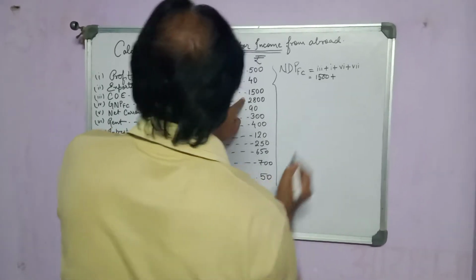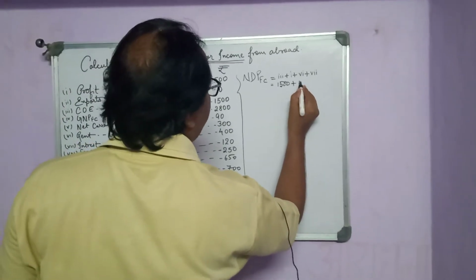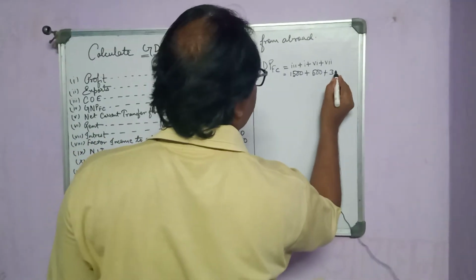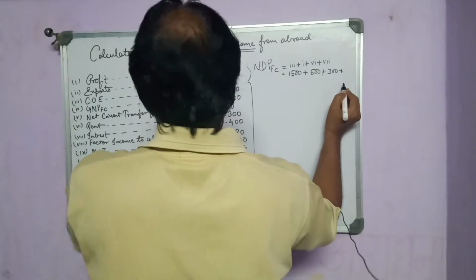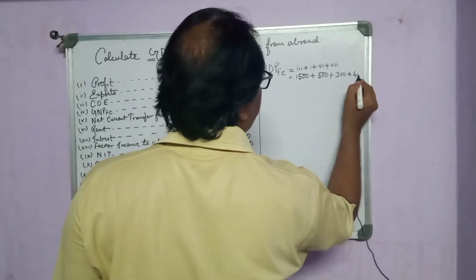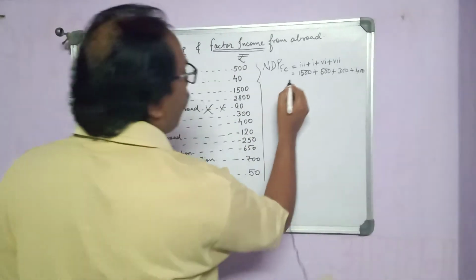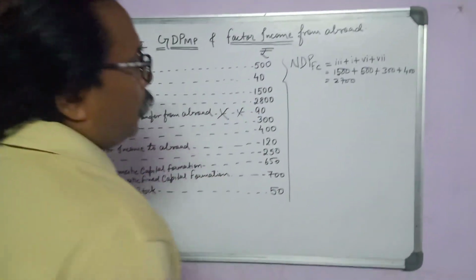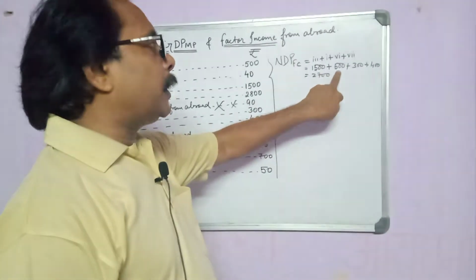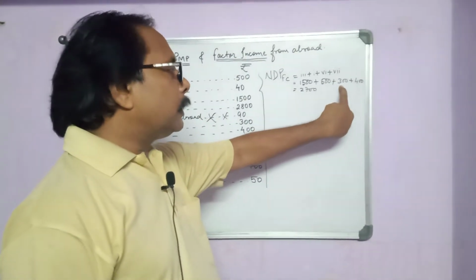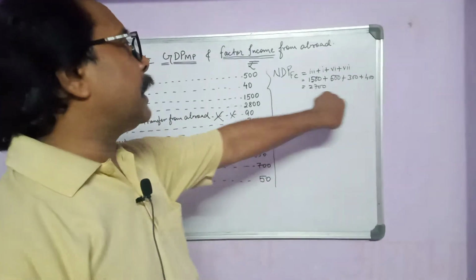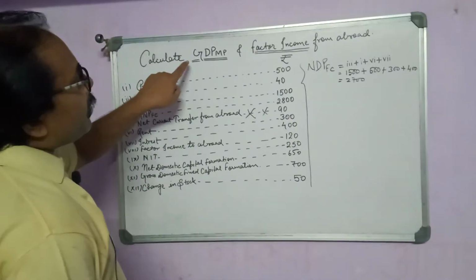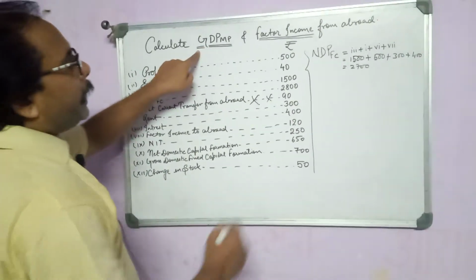So here we will add all 3: compensation of employees 1500 plus profit 500 plus rent 300 plus interest 400. Is it clear? When we add, 1500 plus 500 is 2000, 2300, 2700. So what we have calculated is NDPFC. But we have to calculate GDP at MP.